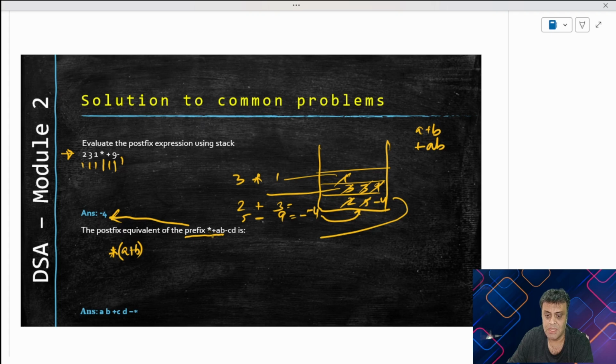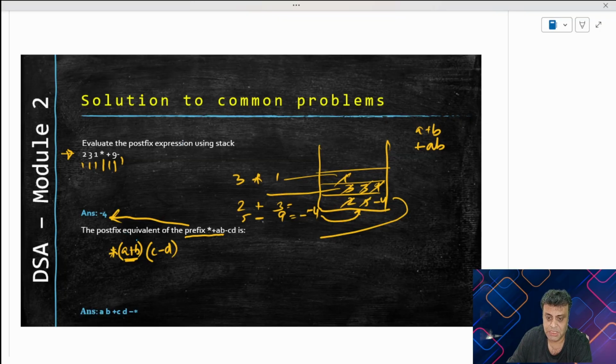Star plus AB means plus has to be applied to AB. So the infix of this would have been A plus B. And similarly, minus CD would have been C minus D. So C minus D would have been the infix of this particular expression. Now, can you understand that?